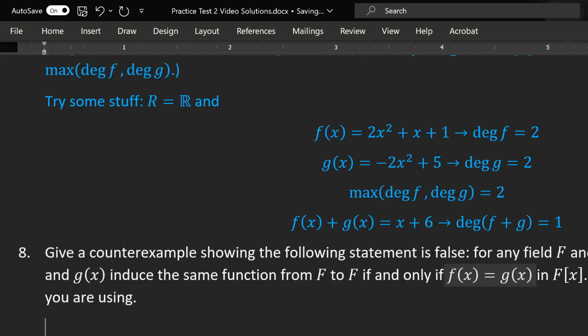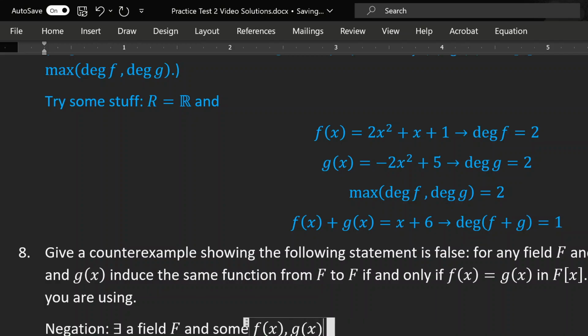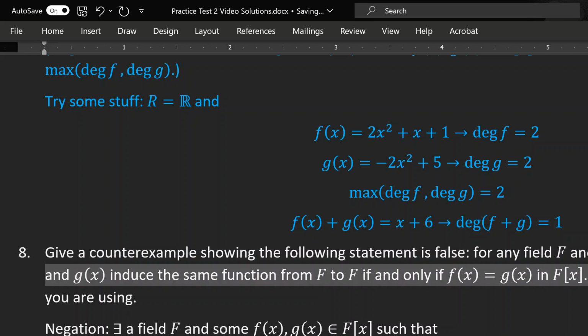All right, so we must use a finite field, but let me go ahead and write the negation out here. So again, I'm switching these for any's to there exists. All right, so there exists a field F, and some polynomials f(x) and g(x) in F[x], such that, okay, now I need to negate the inside statement here.